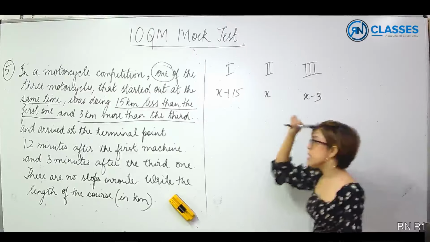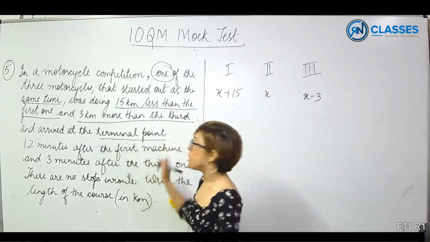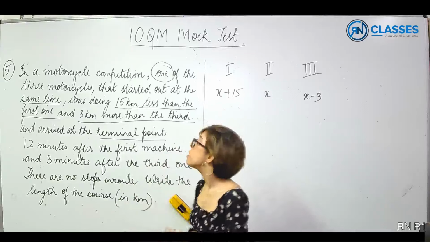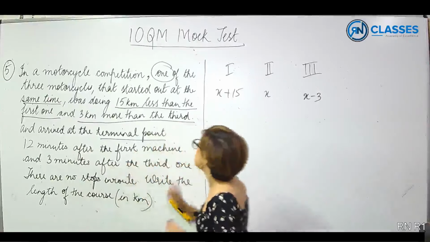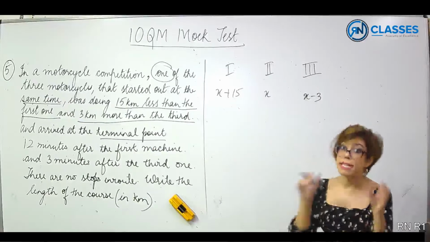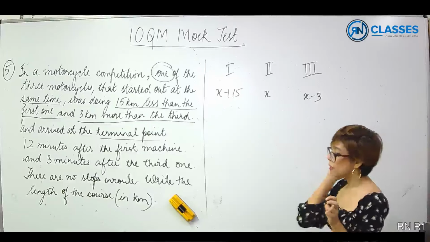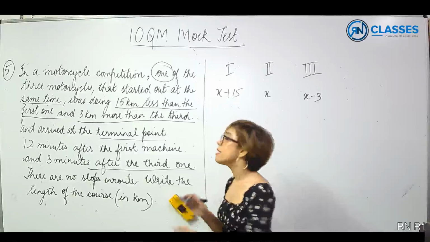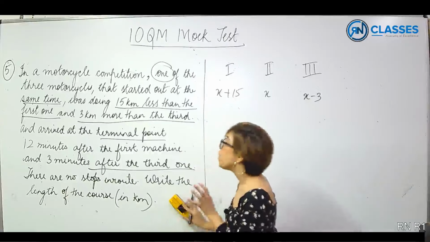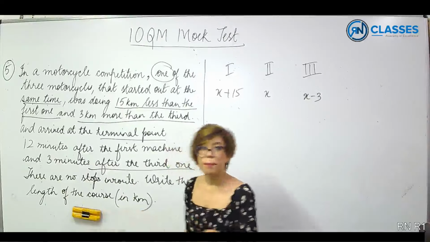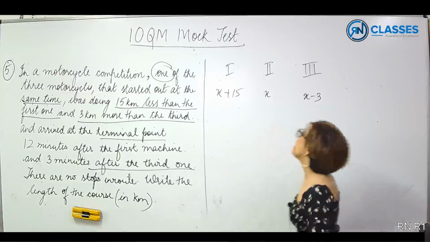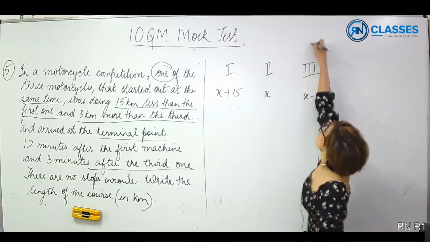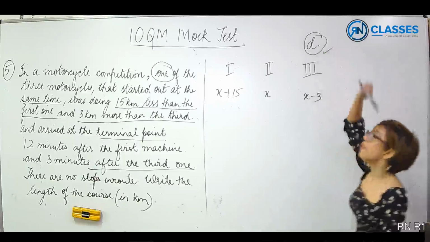Now he says they arrived at the terminal point, obviously where the race ends, 12 minutes after the first machine. So that means time 12 minutes after the first one and 3 minutes after the third one. He says there are no stops en route. Write the length of the course in kilometers. Now suppose the length of the course is d. I want to find out the value of d.